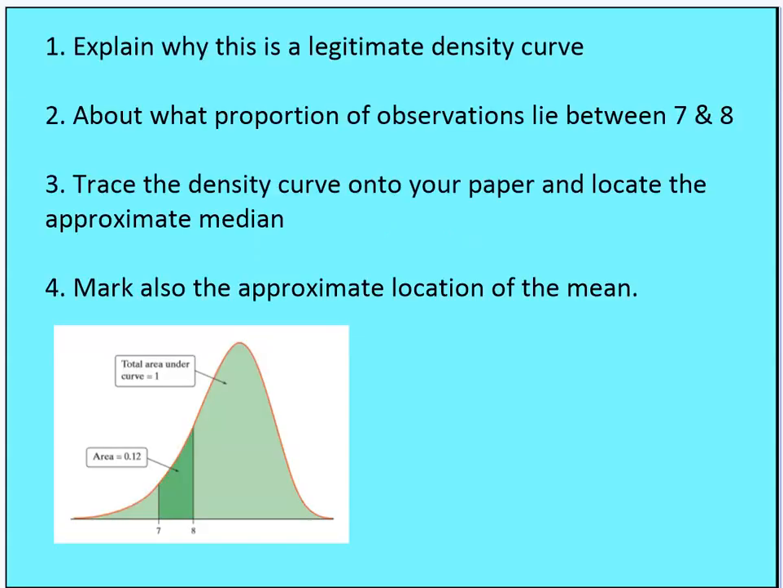All right, classwork 2.1.5, your last one. Here's a density curve. Explain why this is a legitimate density curve, about what proportion of the observations lie between 7 and 8, and trace the density curve onto your paper and locate the approximate median. And then mark also the approximate location of the mean. So with a skewed density curve, you should be able to say where approximately the mean is in relation to the median, whether it's more towards the tail or not.